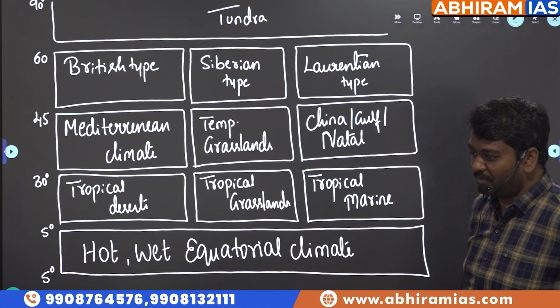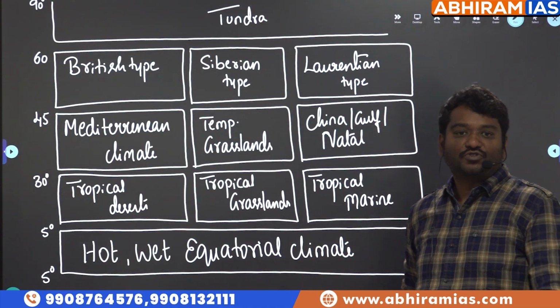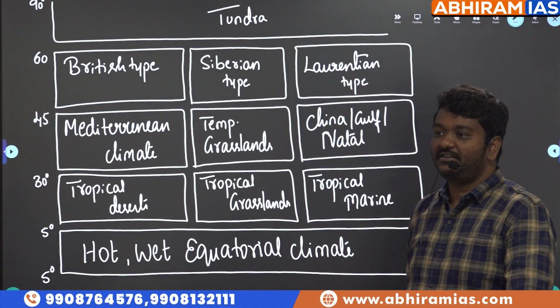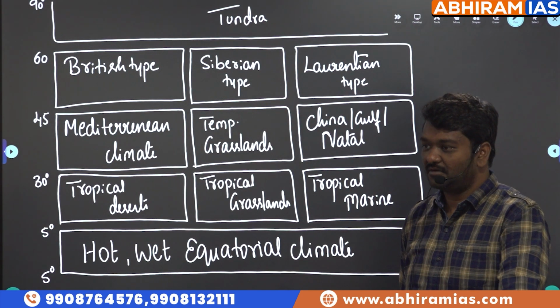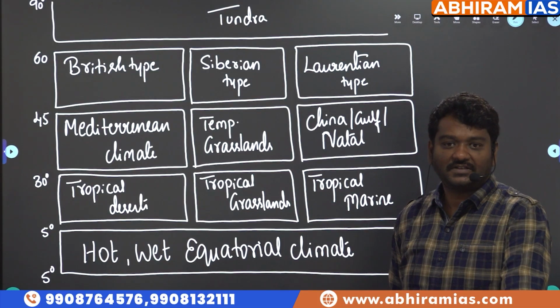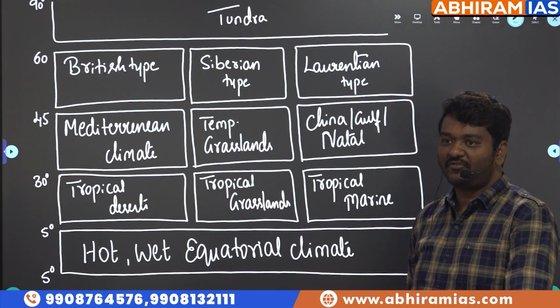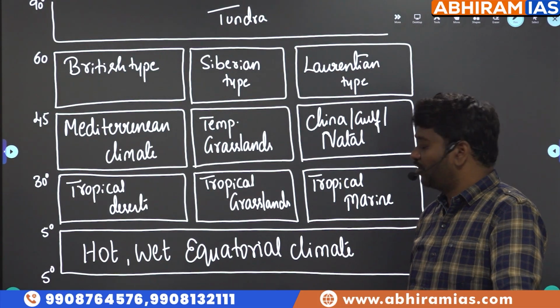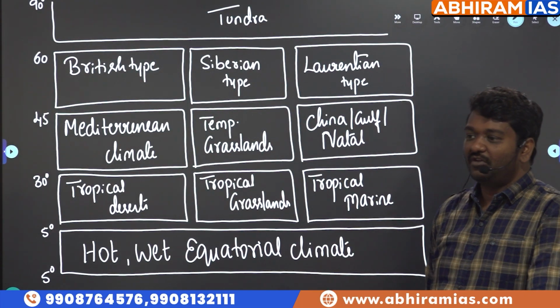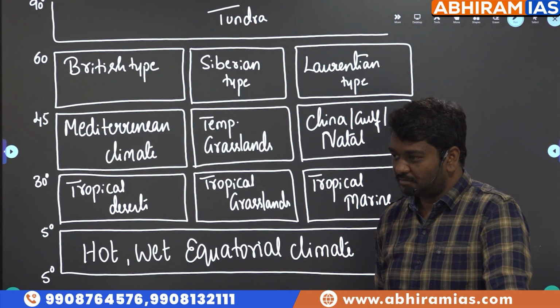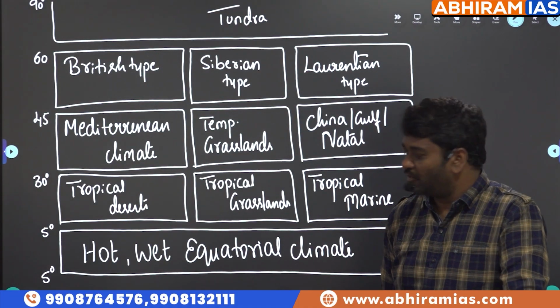Okay, first draw this. I'll tell you what to remember. How do questions come? They will give you characteristics and you have to identify which type of climate it is. So those characteristics become important. One characteristic will be about temperature.